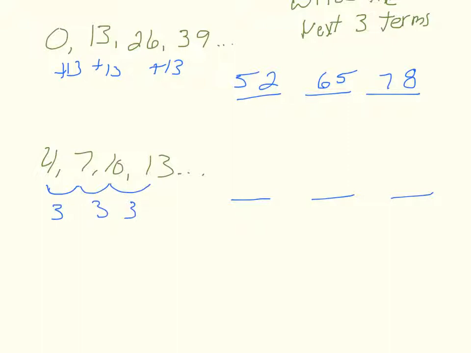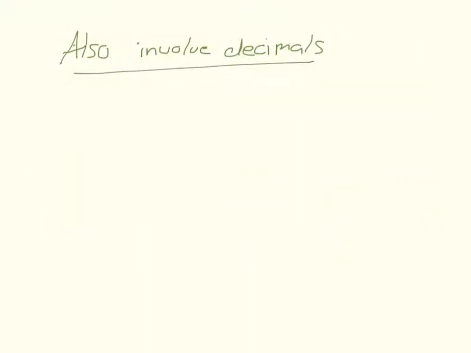Okay? So to get our 5th, 6th, and 7th term, what do I need to do? Well, you add 3 to 13, you get 16. You add 3 to 16, you get 19. And you add 3 to 19, you get 22. Great job, ladies and gentlemen.